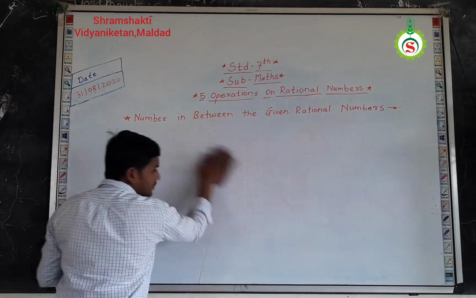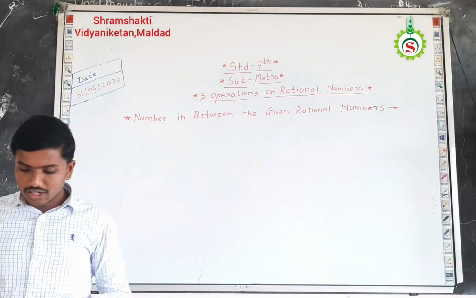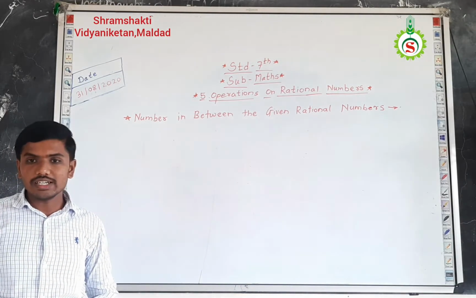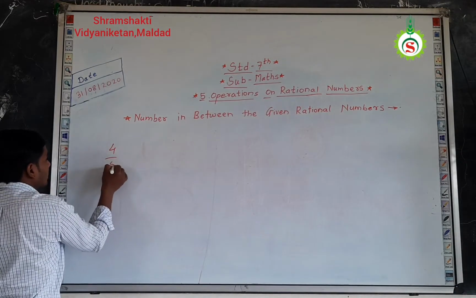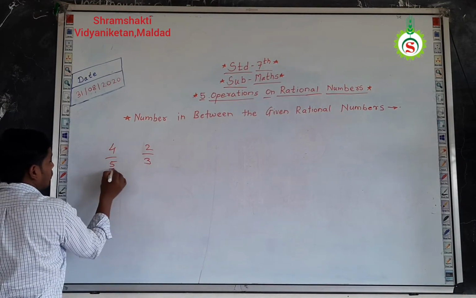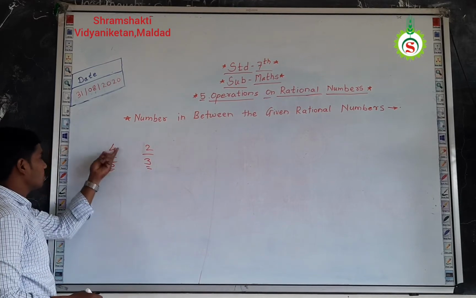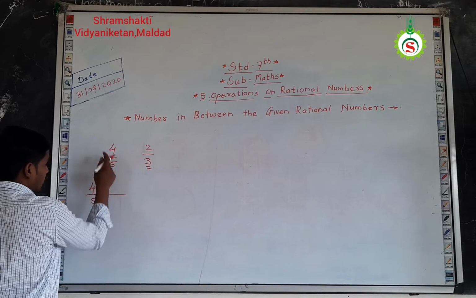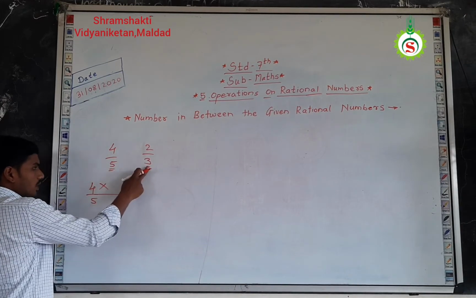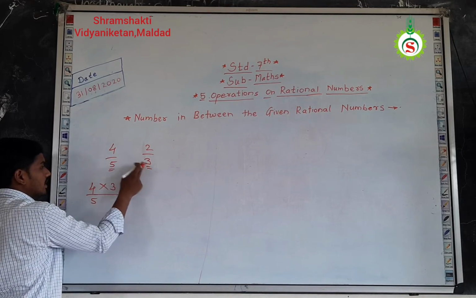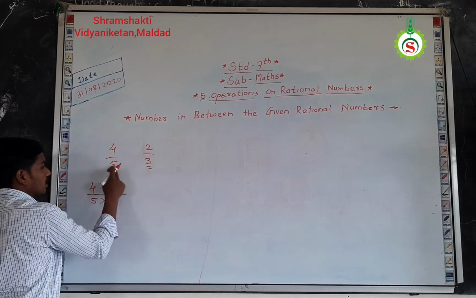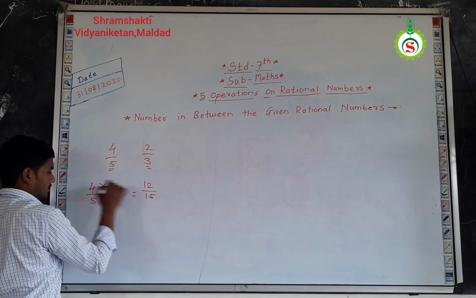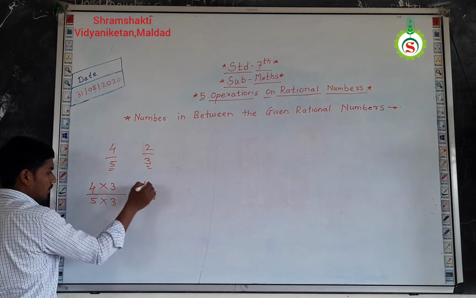Okay. Now second example is like that, 4 by 5 and 2 by 3. Here denominators are different. That means first we have to convert it into the equal denominator. So for converting it into equal denominator, first number we have to multiply by denominator of second number. So denominator of second number is 3. So 4 into 3, 5 into 3. So 4 3s are 12, 5 3s are 15. That number becomes 12 by 15.